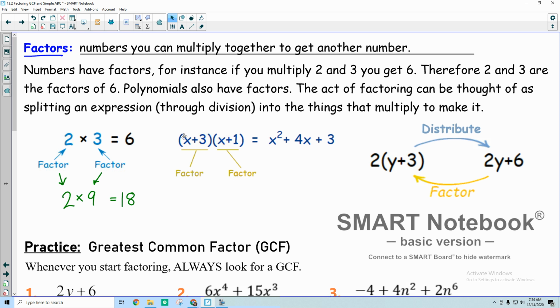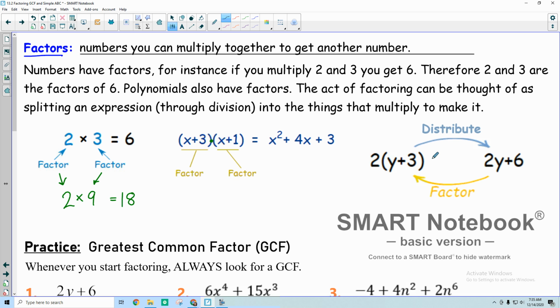So here are the factors, right? Like I could take this x plus 3, this is a factor, and multiply that by x plus 1, and I get this as my answer, okay? So these would be two things that can multiply. Again, there's multiplication happening here. These can multiply to make this. So these types of problems, and this is in the form of a simple ABC, these are what we're really going to focus on factoring right now, okay?